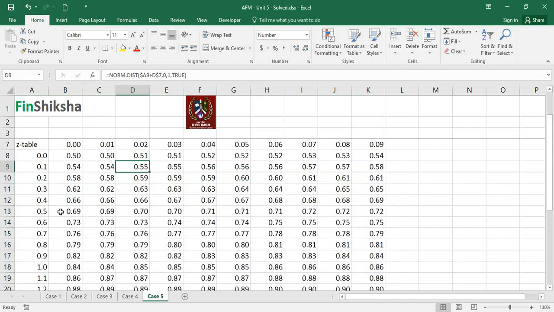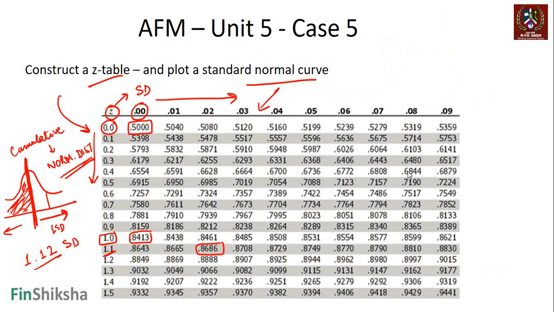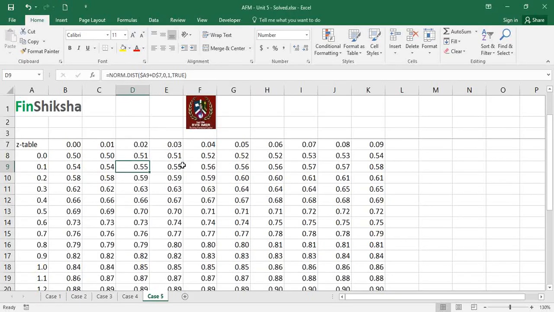In fact, if you want to look at and value some of the data points that we saw on the table we had, what was, let's say, 0.12. 0.12 is 5478. Do we get 5478 here? We get 5478 here, exactly the same value as what we have put in there.